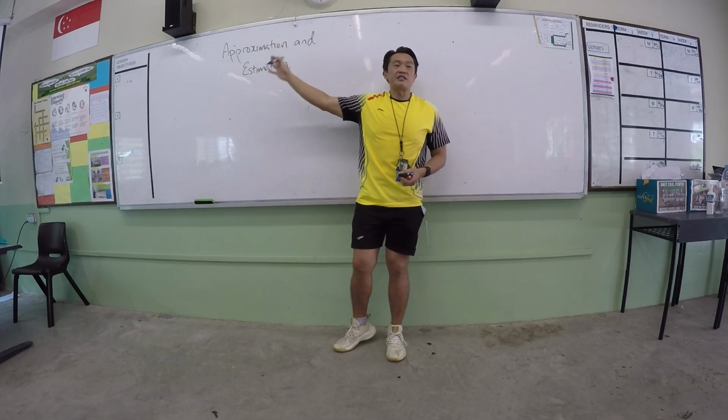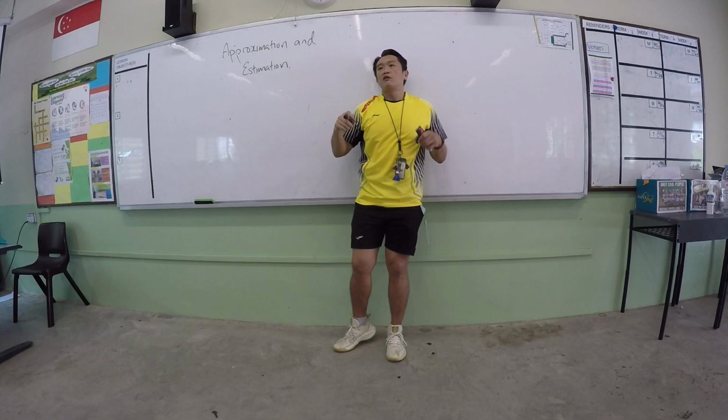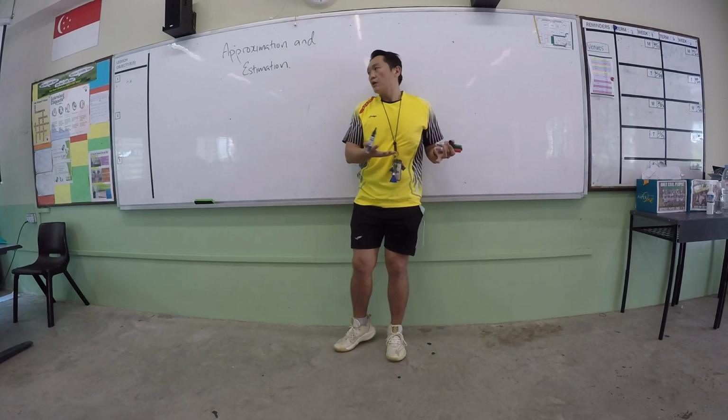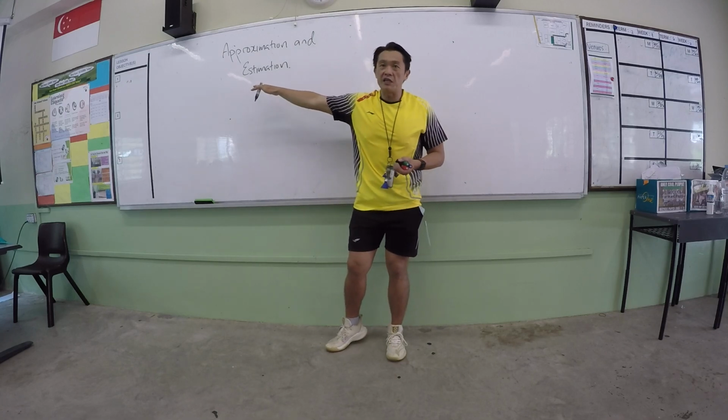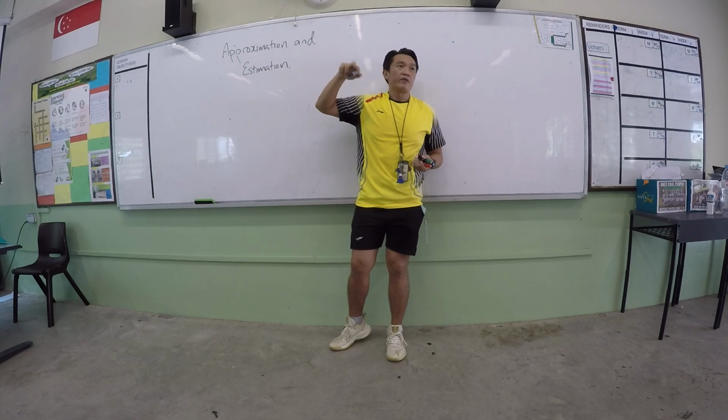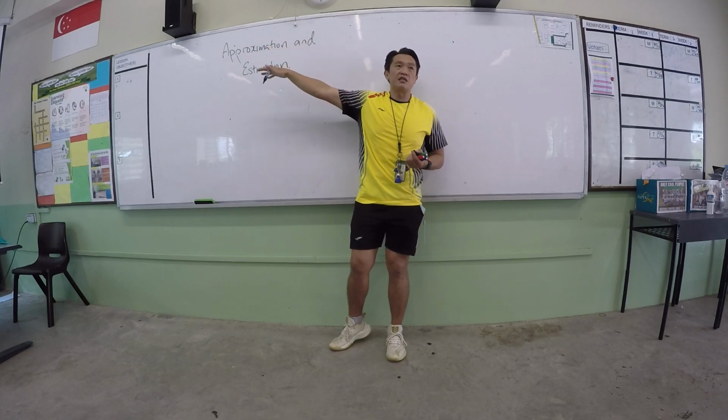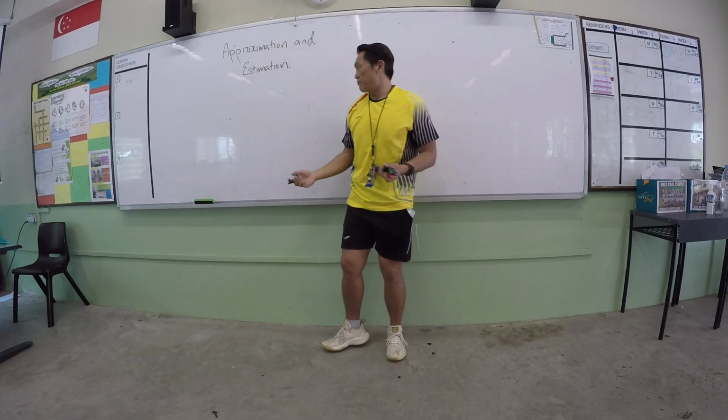Approximation and estimation means roughly. Okay? It means this number is roughly this number. That is the most important thing that you must have in mind. Approximation and estimation means it's roughly the number.